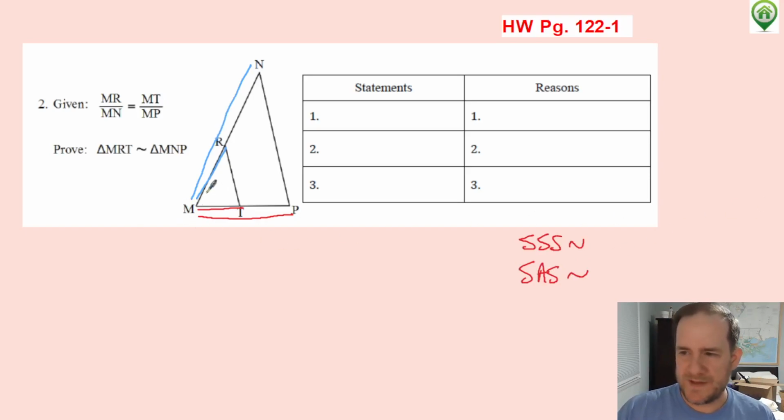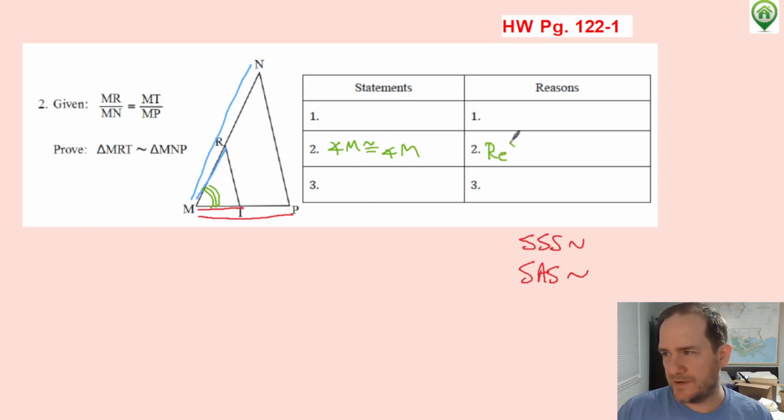And of course we can get the angles. We can just say that angle M is congruent to itself because they share angle M. So we can use reflexive property. So that'll be line 2. We'll say angle M is congruent to angle M. Anytime you're saying that something's congruent to itself, that's the reflexive property of congruence.